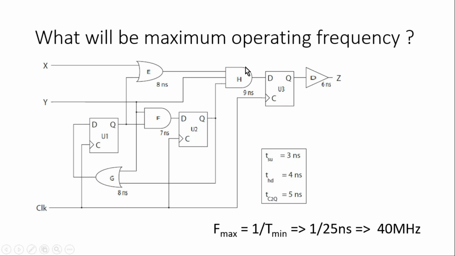And I have only 2 nanosecond left. And the setup time is 3 nanosecond. So I am not fulfilling the setup time requirement of this U3. I am violating it. I have only 2 nanoseconds here. So this flop may go into metastable state. So we are not sure what will be the output. So that is why I said if the operating frequency is slightly higher, then we can say that we will violate the setup time requirement of the flop.